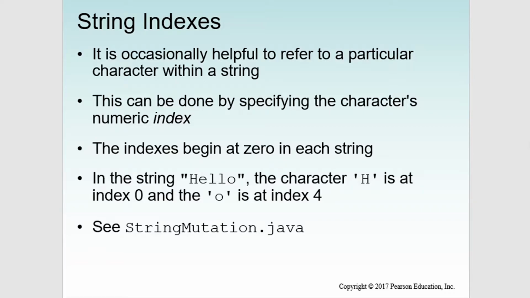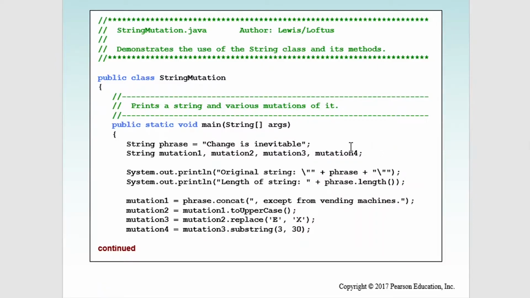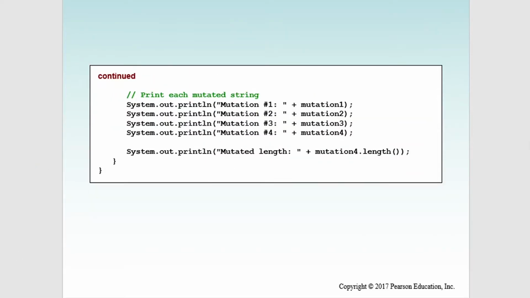See StringMutation.java. So in this program, they created a string called phrase, and that phrase is "change is inevitable." And then they created 4 object reference variables, mutation1, 2, 3, and 4. They print out the string phrase, then they print out the length. Then they invoke concat on phrase and assign it to mutation1. Then on mutation1, they invoke toUpperCase and assign the result to mutation2. Then they take mutation2 and replace E with X and assign that to mutation3. And then on mutation3, they invoke substring and they assign the result to mutation4. We'll talk about these methods. I'll go ahead and do some examples using these methods. They print out the results, and then this is the output.